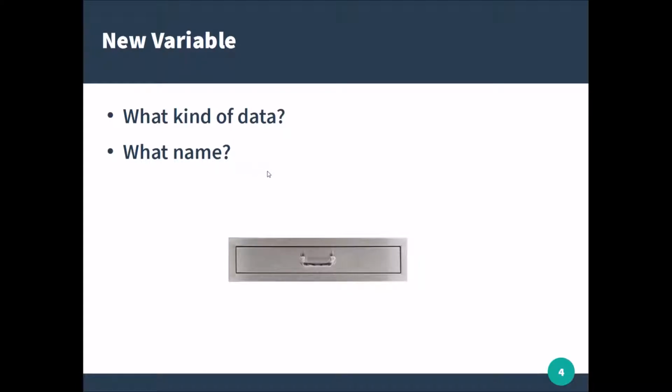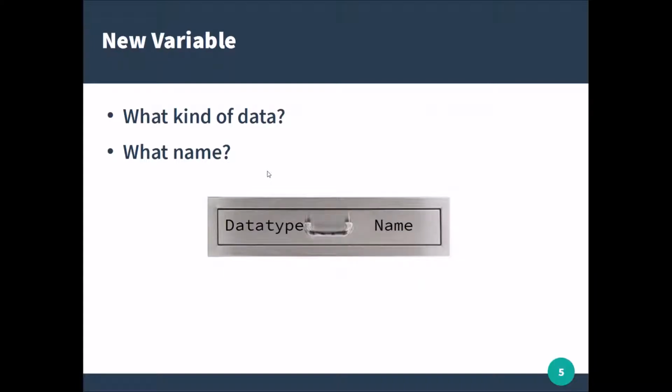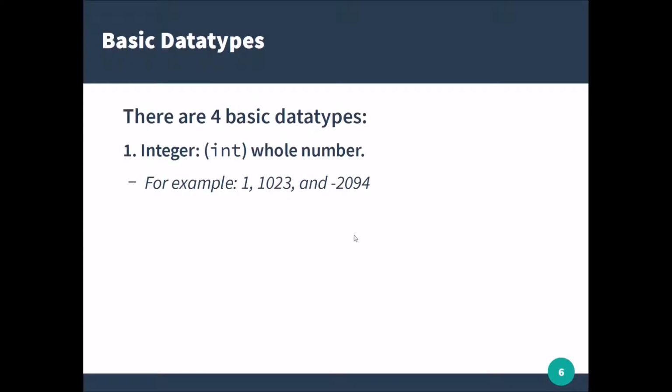So every time we make a new variable, we need to tell the computer the so-called data type and name of the variable. For most of this series, we will be using the following four data types. Int, or integer for long, for storing whole numbers. For example, 1, 1023, and minus 2094. An example would be your age, which is often referred to in whole numbers.